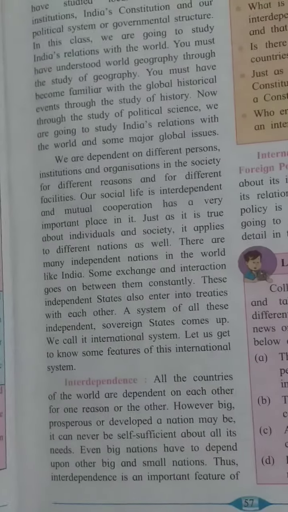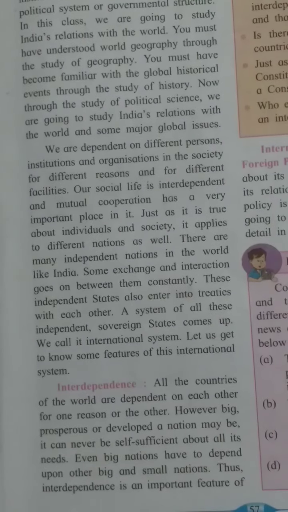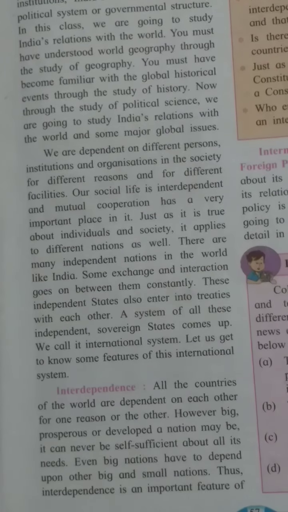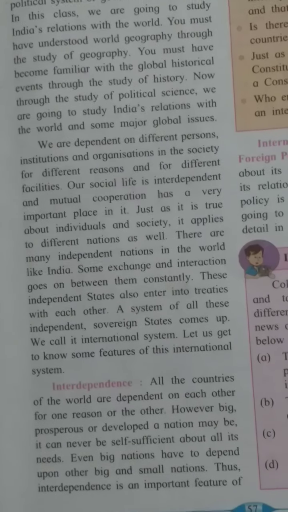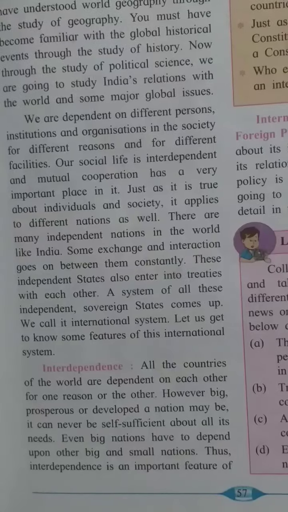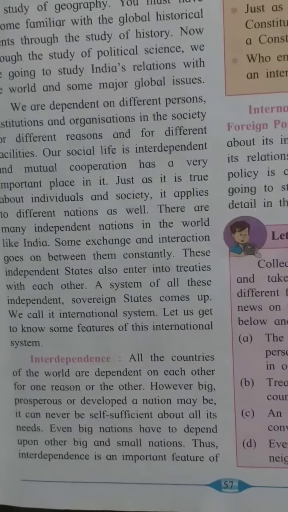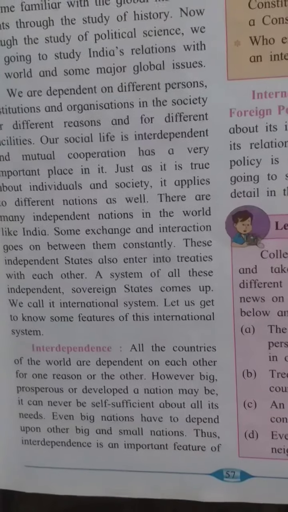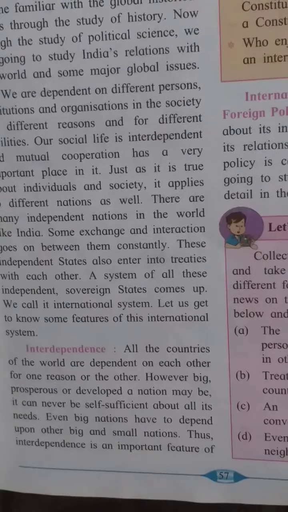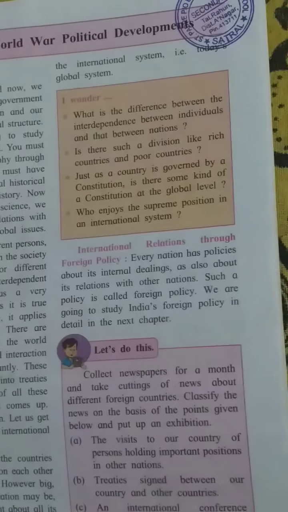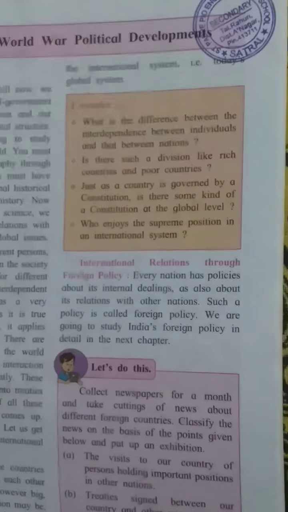First is interdependence. All the countries of the world are dependent on each other for one reason or the other. However big, prosperous, or developed a nation may be, it can never be self sufficient about all its needs. Even big nations have to depend upon other big and small nations. Thus, interdependence is an important feature of the international system, that is, today's global system.